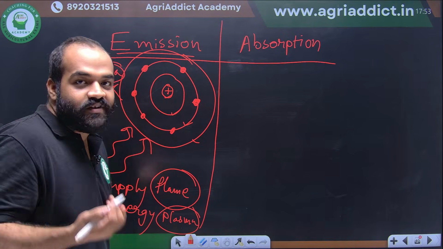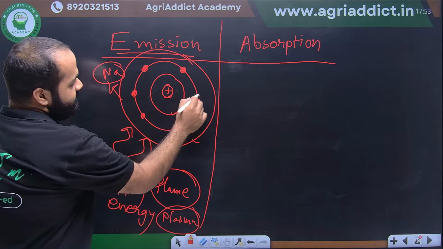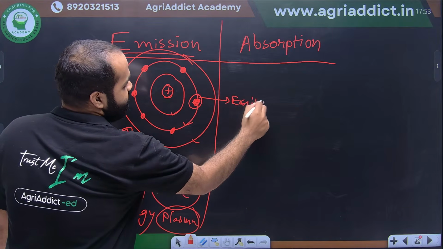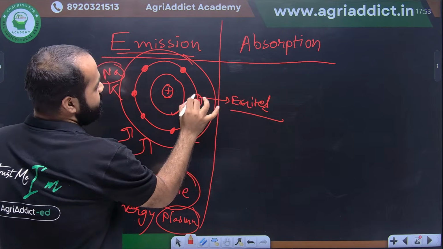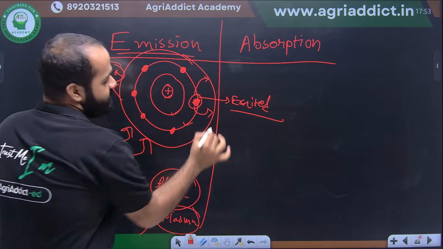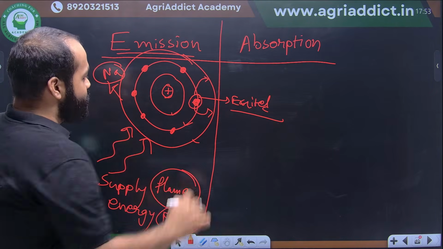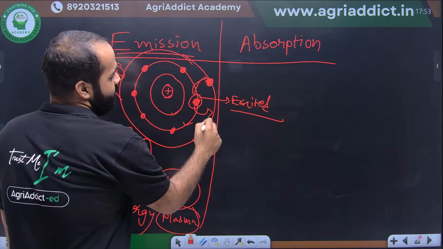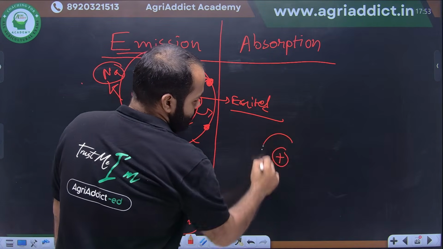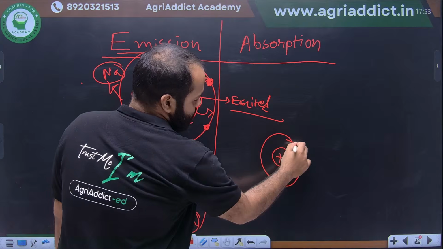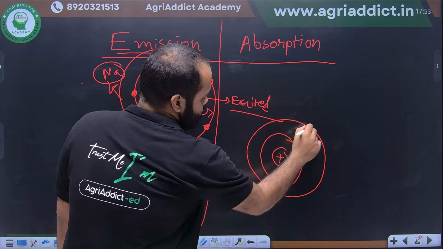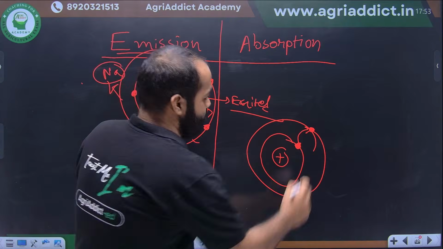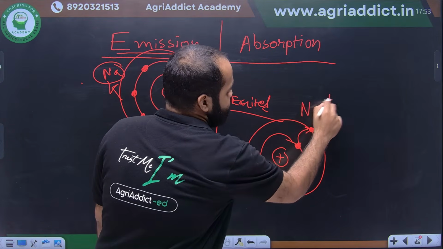Then with the energy, what happens? When this energy reaches the electron, it becomes excited, and after getting excited it makes a jump. This phenomenon is called orbital jump. So this electron jumps and moves on to the next higher orbital. We supplied energy and the electron jumped to the next higher orbital. When it jumped to the next higher orbital, this element becomes excited.